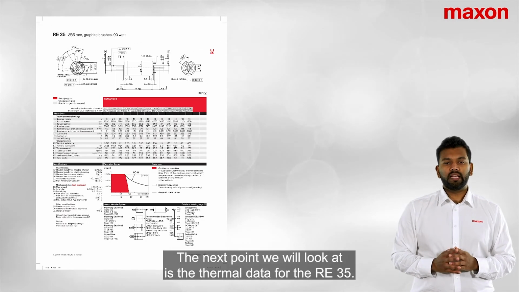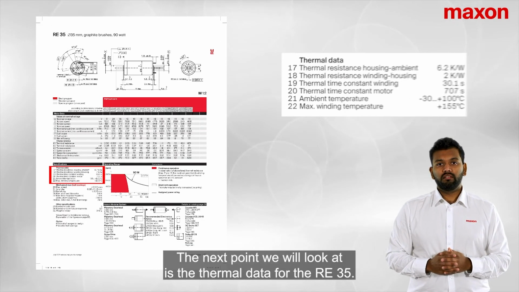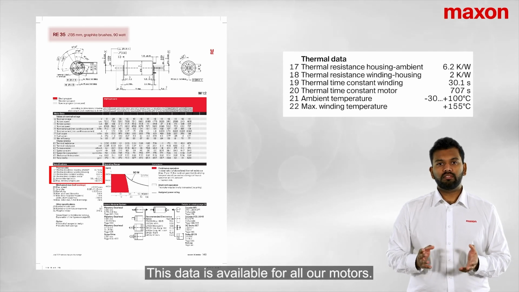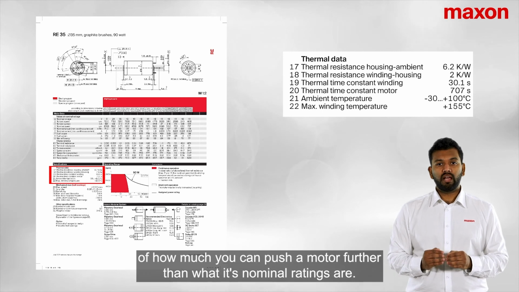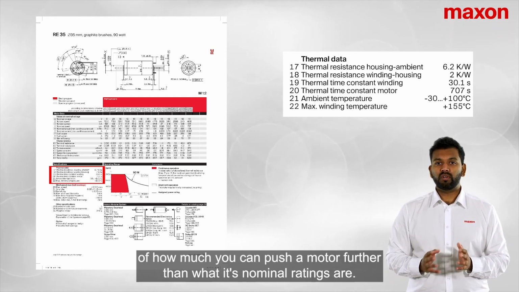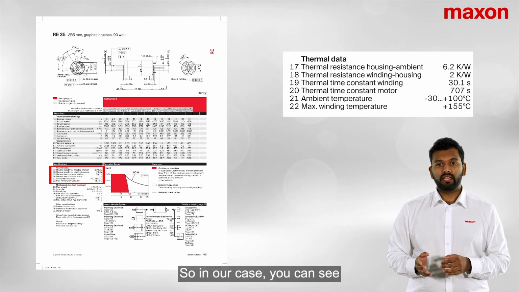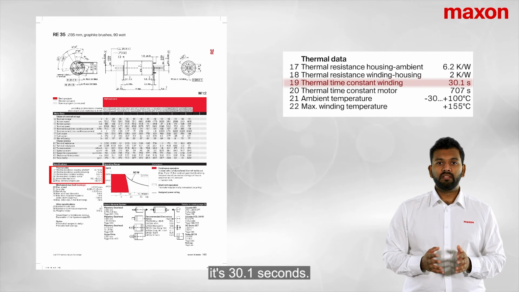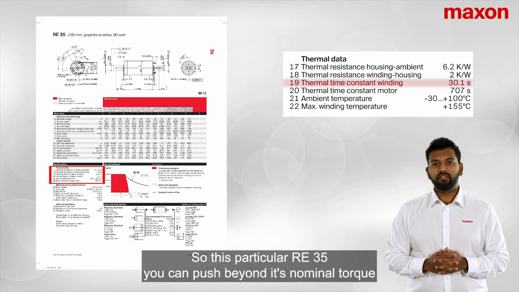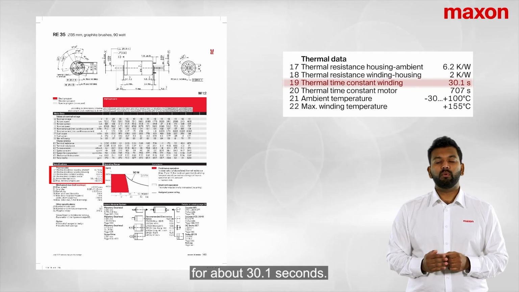The next point we'll look at is the thermal data for the RE35. This data is available for all our motors. This gives an indication of how much you can push a motor further than what its nominal ratings are. So in our case, you can see it's 30.1 seconds. So this particular RE35, you can push beyond its nominal torque for about 30.1 seconds.